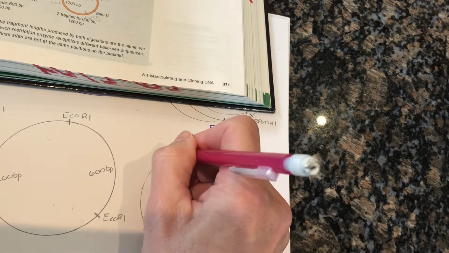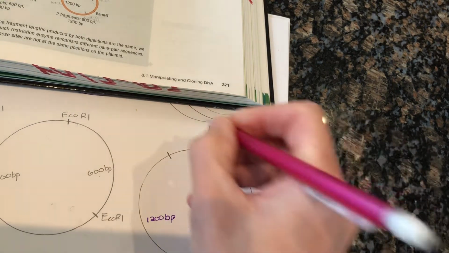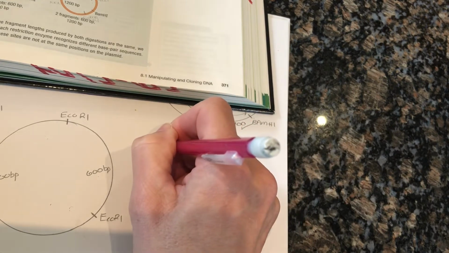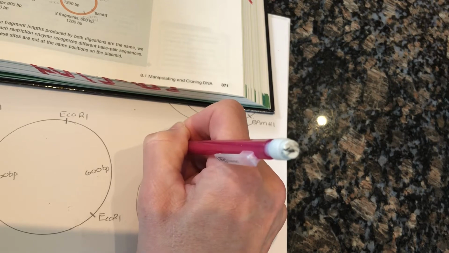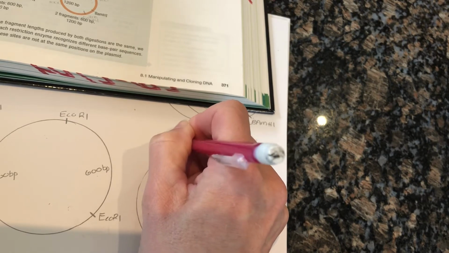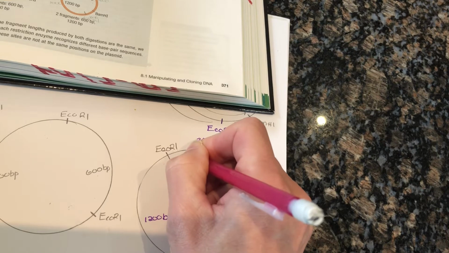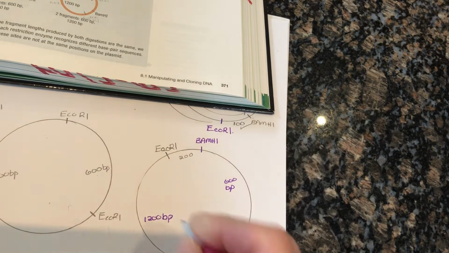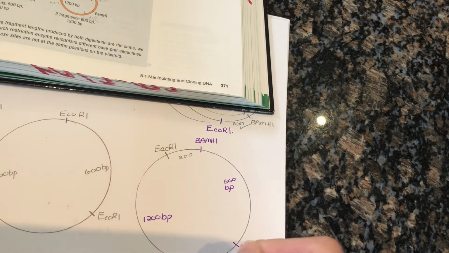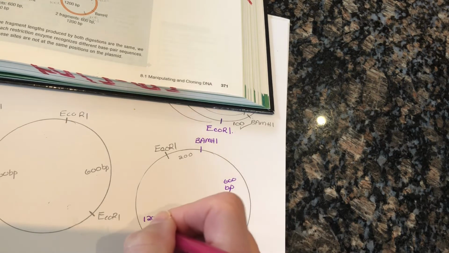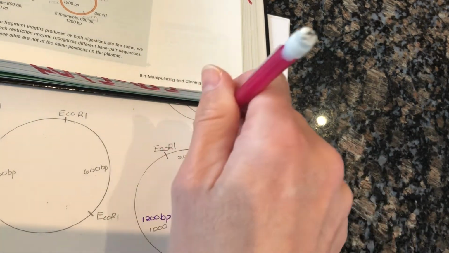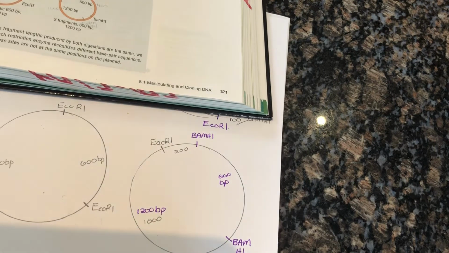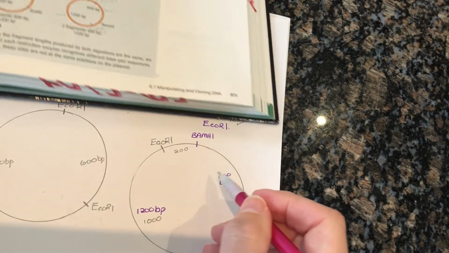So I'm going to say that this is 200, and who's cutting? EcoR1 is cutting, because we've already got BAM H1 on there. So this is an EcoR1 cut. And EcoR1 results in 200 base pairs and 1,000 base pairs. Okay, so we're getting our 1,000 here. We're cutting the 1,200 up into 200 and 1,000. All right, we have to make another cut.